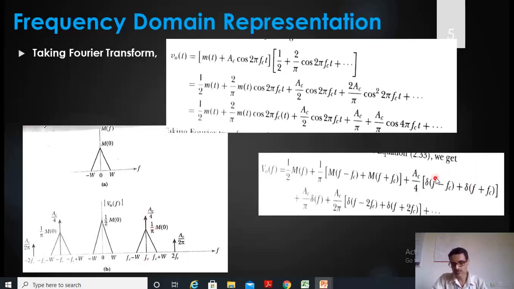What about this? We have a delta function at minus fc and plus fc. So I have a delta function over here and on the negative side also. This is the delta function at the origin, right? Delta of f at 0. So there is a delta function at 0, which I think is not shown over here. There should be a delta function. Now, this one is a delta function at minus 2fc and plus 2fc. So we have a delta function at 2fc and minus 2fc.